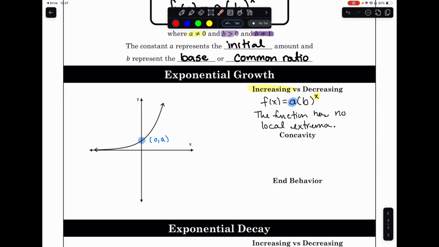Now, since this graph is moving upwards, then the concavity of this thing again is concaving upwards. This graph concaves up. And because it concaves up and will always concave up, that means that there is no point of inflection.